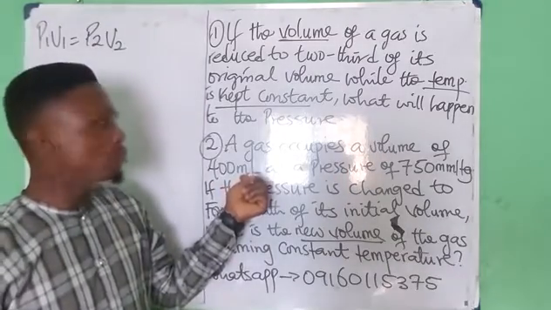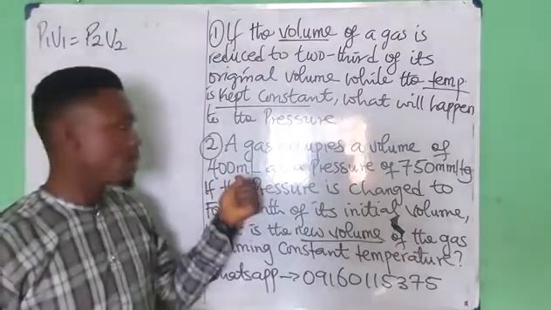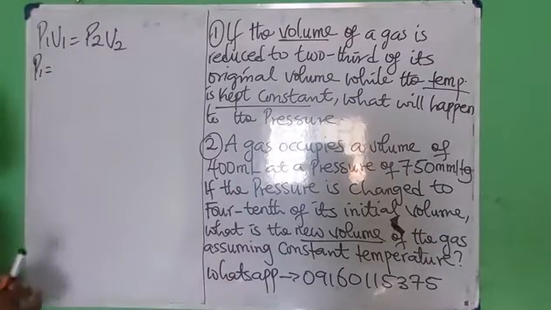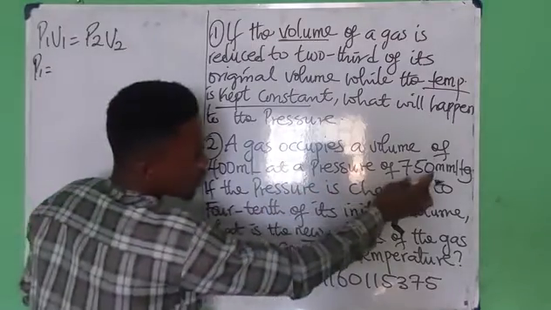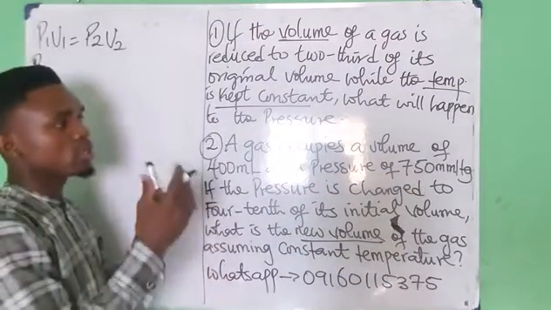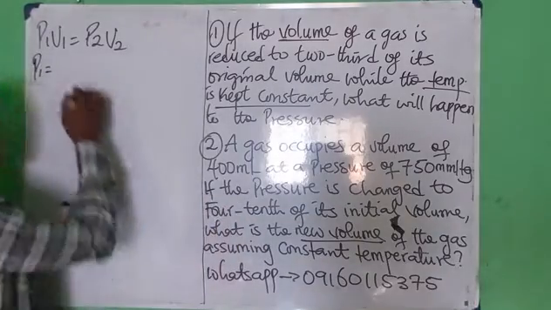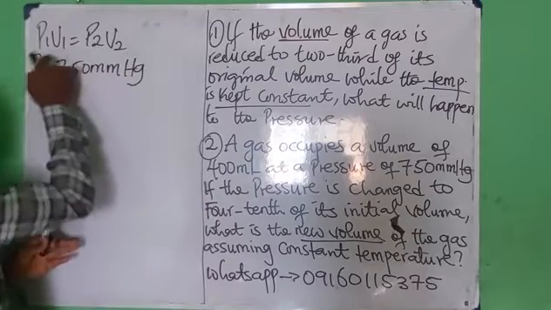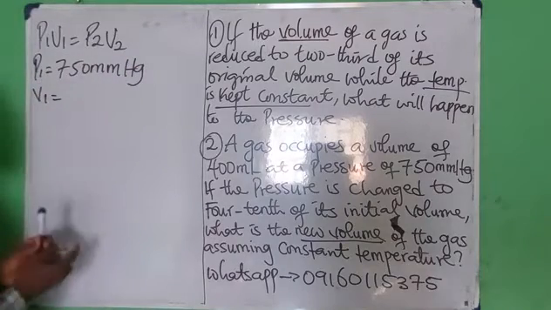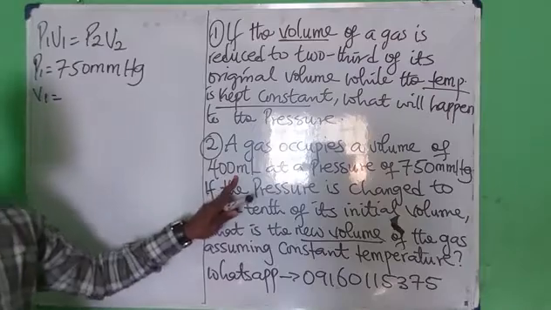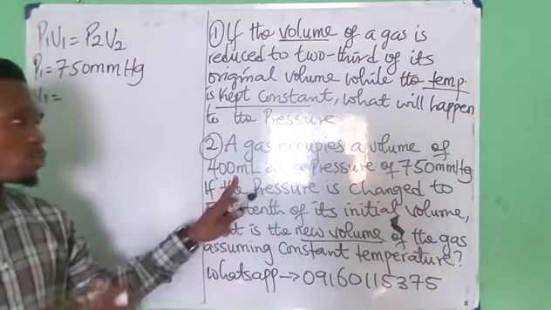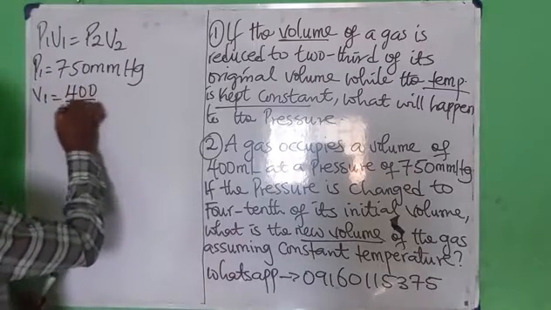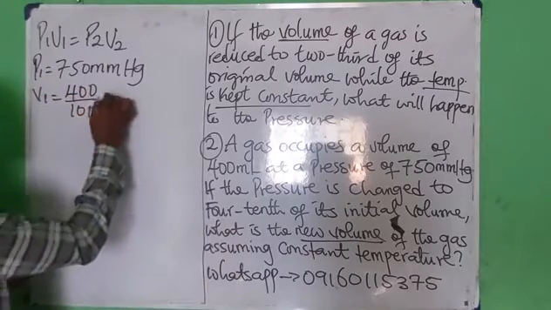In doing that, what will you do? You divide this value by 1000. Which means that P1, from what we have on the board, is the initial pressure, which means the pressure given as the first one. So we have 750 millimeter mercury. What is V1 now? V1 was given as 400 milliliter. So it is ideal to convert from milliliter to liter. That is 400 divided by 1000. Leave it, don't touch it.